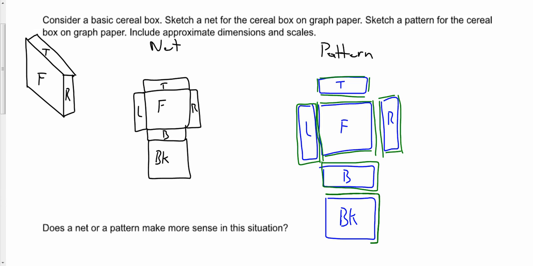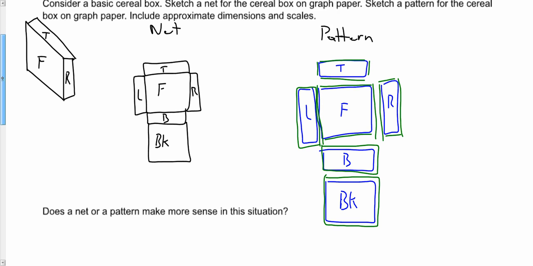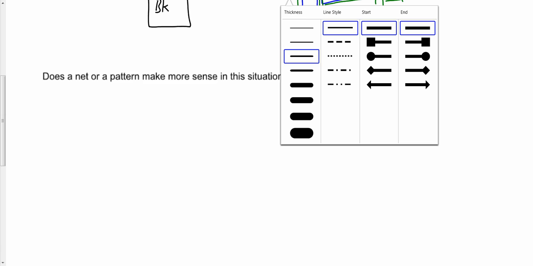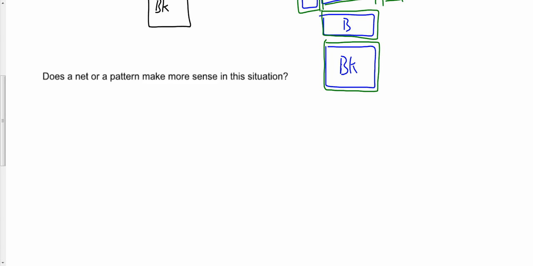So you actually have to add in a little bit more material around the perimeter of each part of that pattern, each of the geometric shapes, in order to allow for those pieces to come together. So does a net or a pattern make more sense in this situation? Well, I suppose that's a little bit up to individual preference. But I would argue that in this particular situation, for the manufacturer of a cereal box, a net diagram is probably much easier.